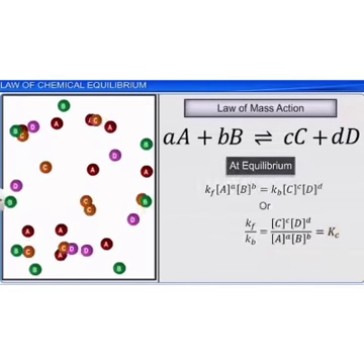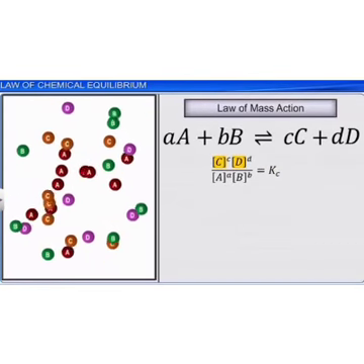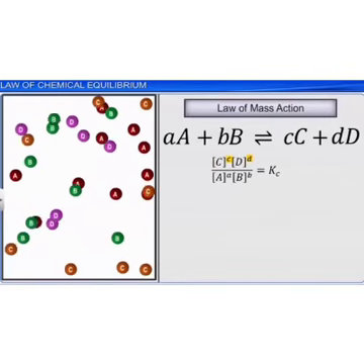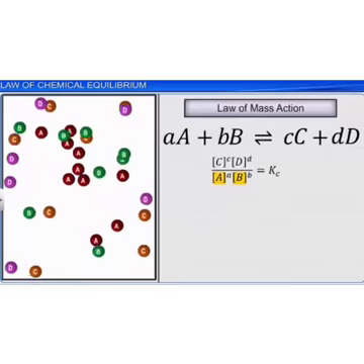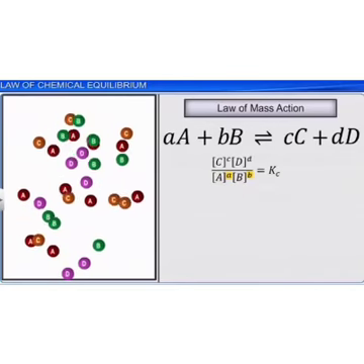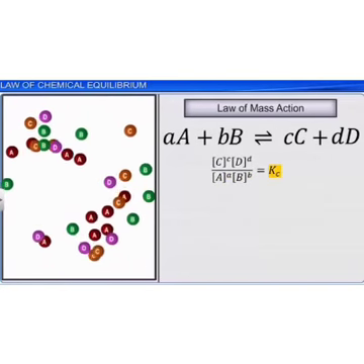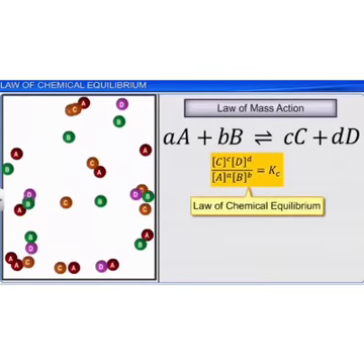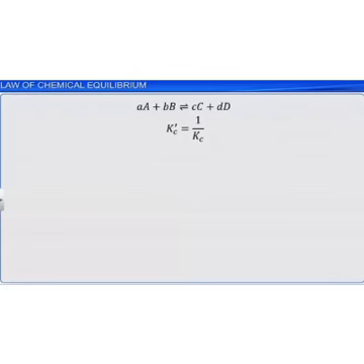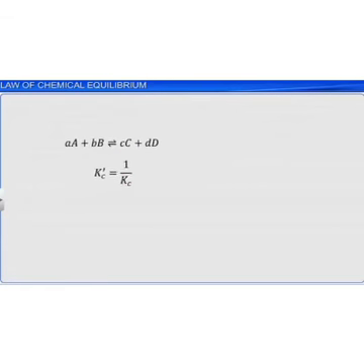Hence, the product of the concentrations of the reaction products raised to their respective stoichiometric coefficients in the balanced chemical equation, divided by the product of the concentrations of the reactants raised to their respective stoichiometric coefficients, has a constant value at a given temperature. This is known as equilibrium law or the law of chemical equilibrium. The equilibrium constant for the backward reaction is the inverse of the equilibrium constant for the forward reaction. Let us prove this with an example.